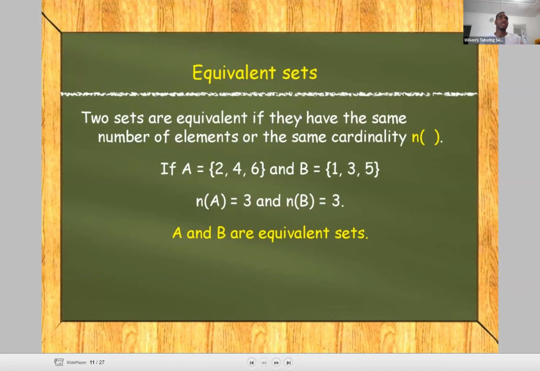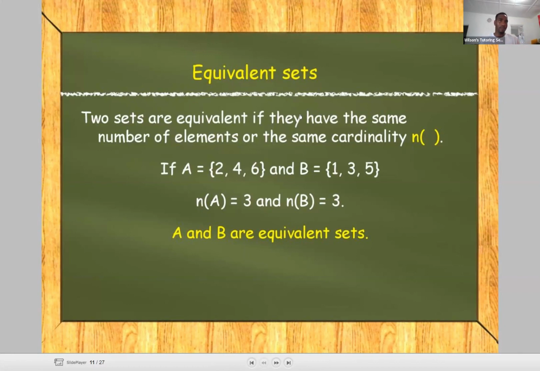So set A has the elements 2, 4, 6. Set B has the elements 1, 3, 5, yet they are equivalent. Now, the equivalency of sets is not so much concerned with the similarity of the elements, but rather the similarity of the number of elements. So sets A and B have different elements, but the number of elements is the same.